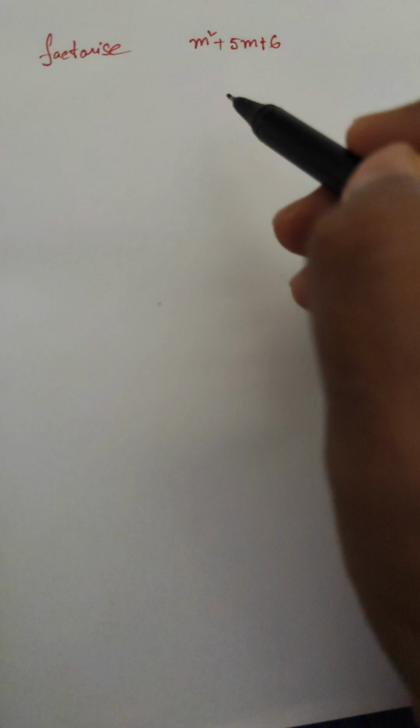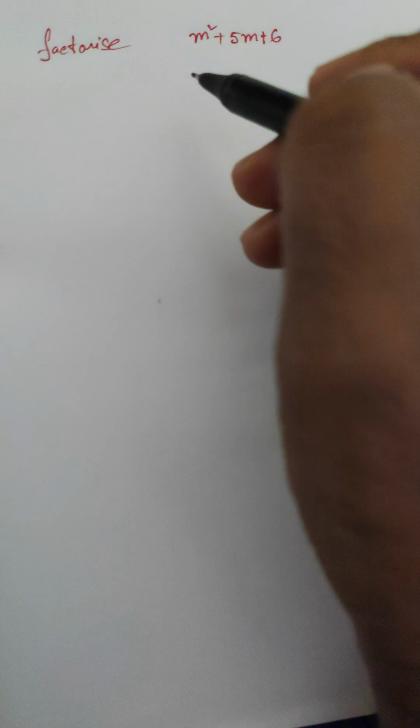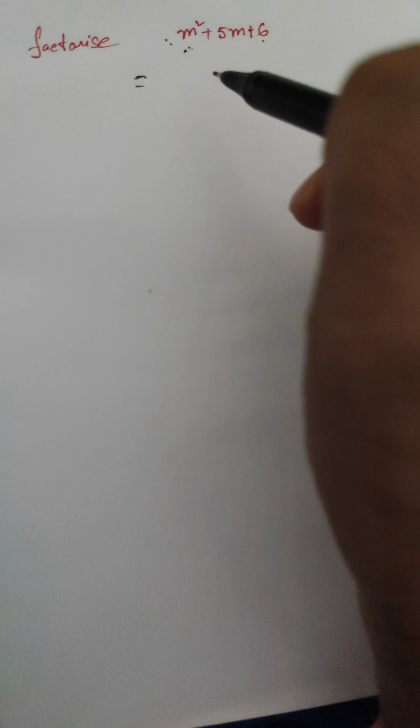Hello friends, today we will be factorizing this expression m square plus 5m plus 6. Let's solve it. M square plus 5m plus 6. See, the coefficient of m square is 1. So 1 into 6 equals 6, right?